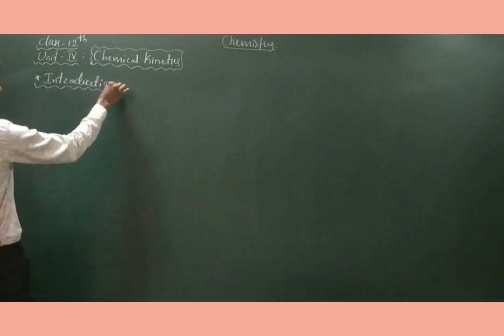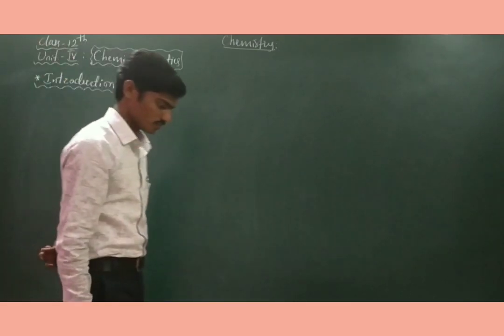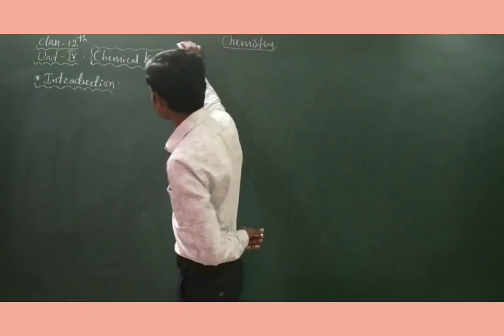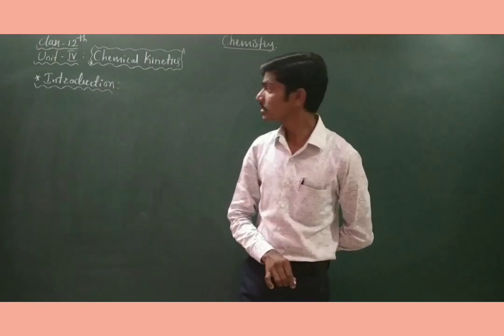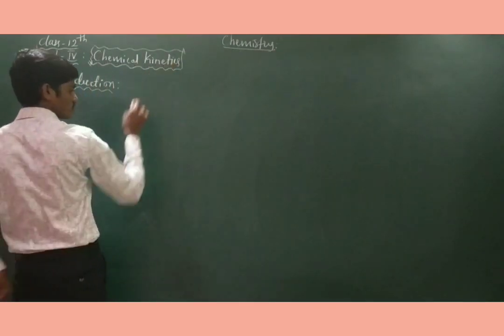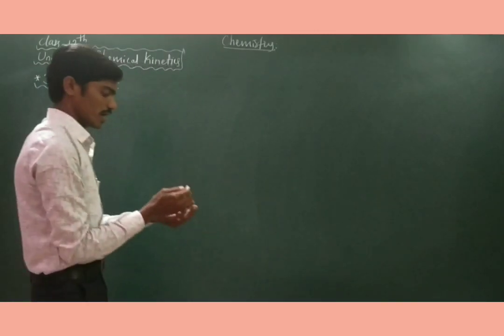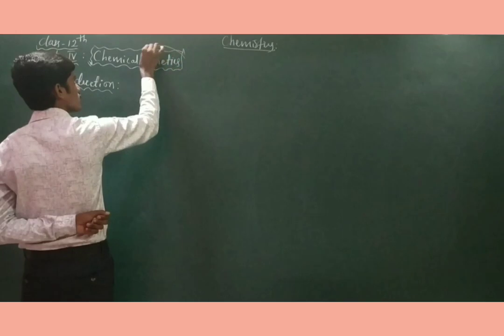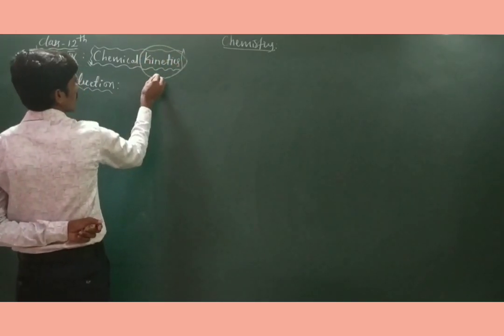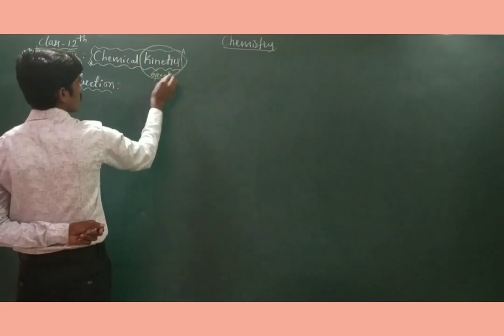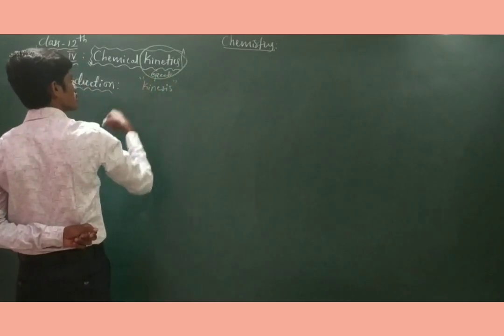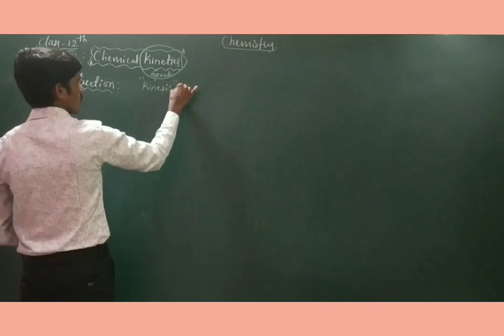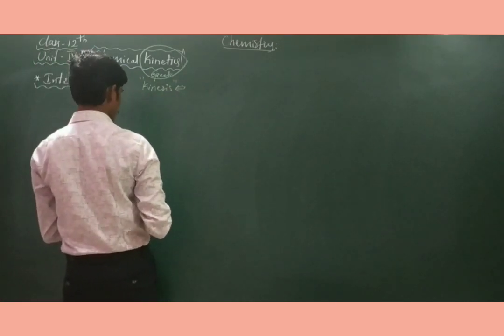In this introduction part, what concept can we discuss that is related to the topic? Chemical kinetics. What is the meaning of chemical kinetics or reaction kinetics? The word kinetics is derived from the Greek word kinesis, which means movement. Iska matlab hai movement. Kinesis is nothing but movement.